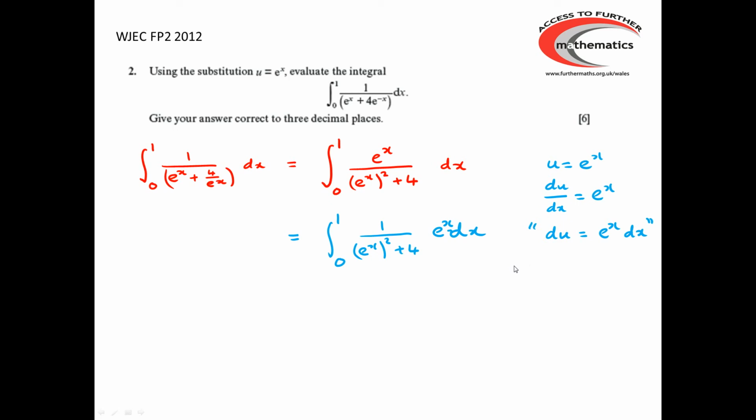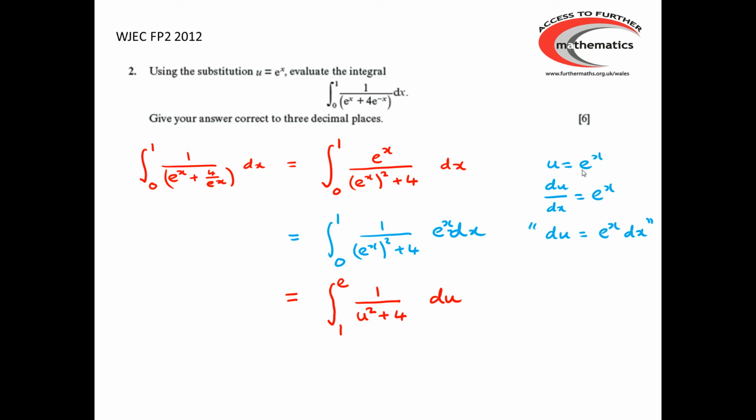1 over e to the x squared plus 4 becomes 1 over u squared plus 4. So we've got the integral of 1 over u squared plus 4 du, but we haven't yet dealt with the limits. When x is 0, u is going to be e to the 0, and e to the 0 is 1. When x is 1, u becomes e to the 1, which is just e, so that the upper limit is e.